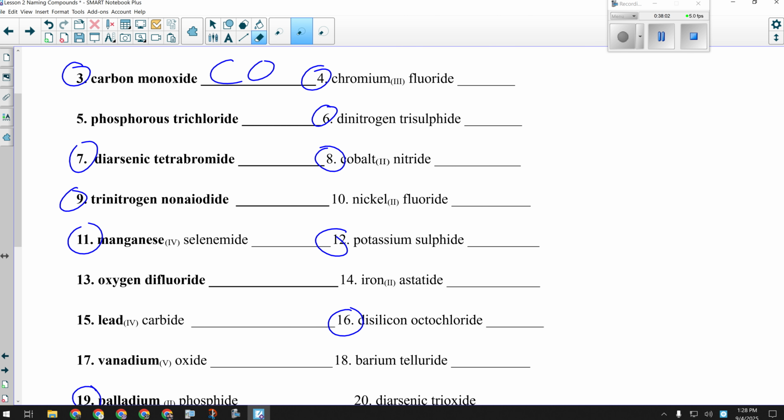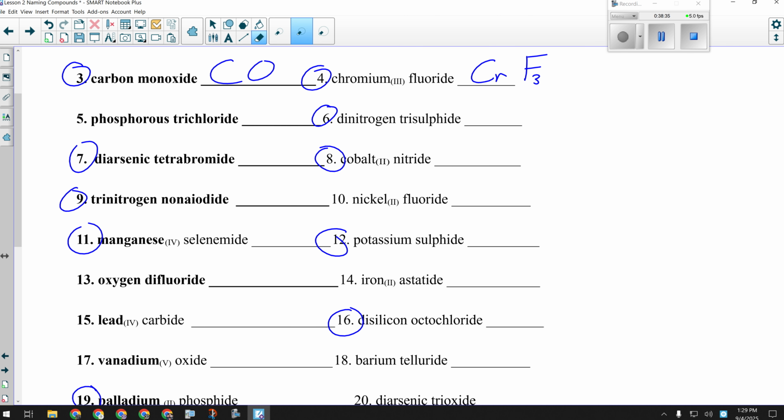Number 4, chromium 3 fluoride, ionic or molecular? Ionic. So we write the formula for chromium, and we write its charge. I know its charge is +3 from the Roman numeral. And it's with fluorine. Fluorine is in group 17 where everything has a -1 charge. And I drop and swap. So the 1 goes there, we don't write those. The 3 goes here. And we're good.